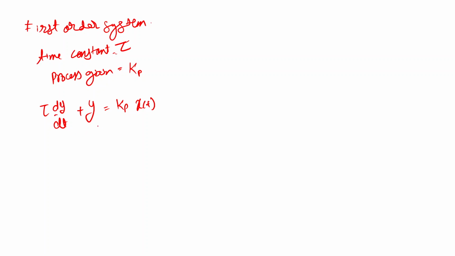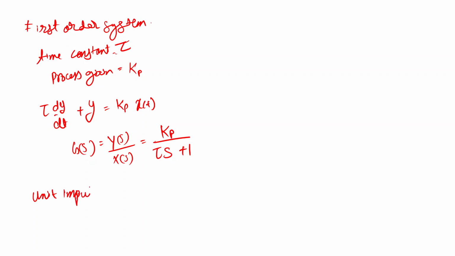Corresponding to this, by taking the Laplace transform of this equation, we can write the transfer function as G of s equals Y of s upon X of s equals Kp upon tau s plus 1, where x is the input provided to the system and y is the output or the values measured by the system. Now in this question we have been given a unit impulse input. So this is our X of s.